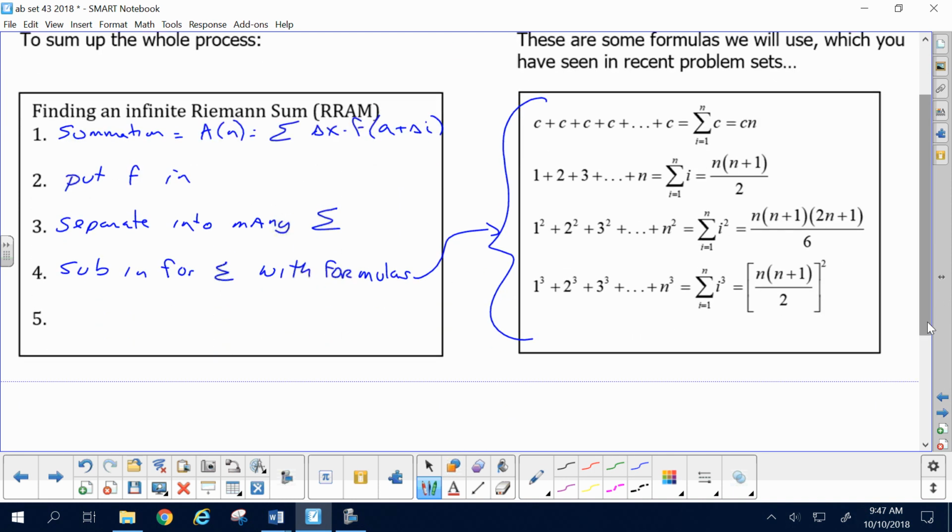Right now then, after you sub in for the formula, you take the infinite limit: the limit as n goes to infinity of your function using end behavior.